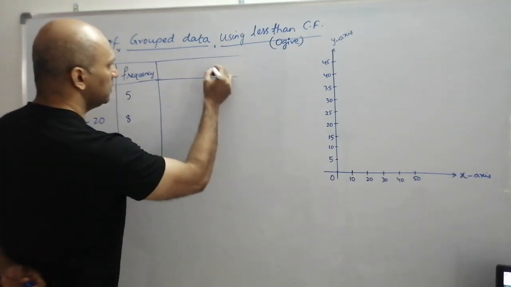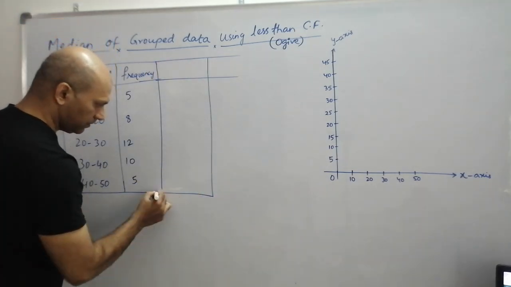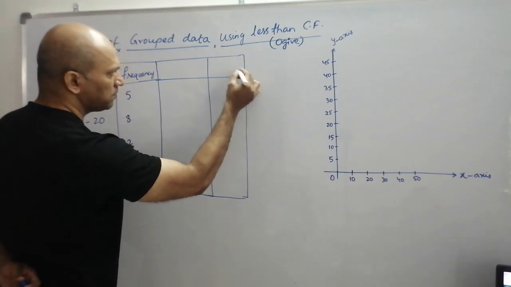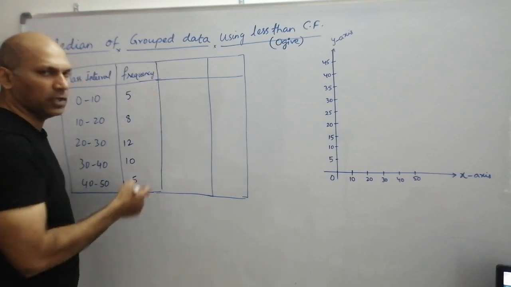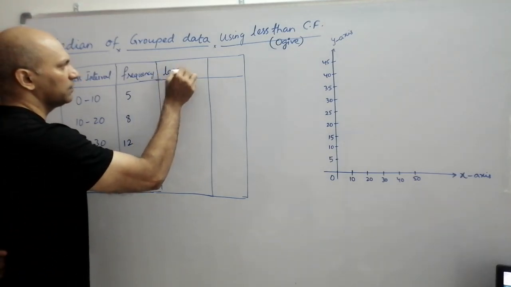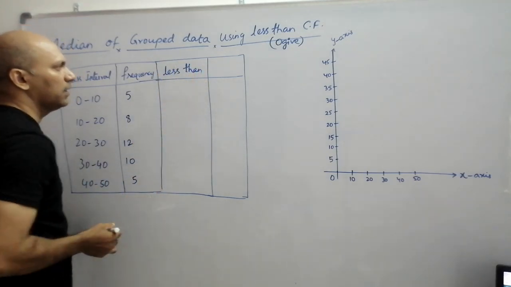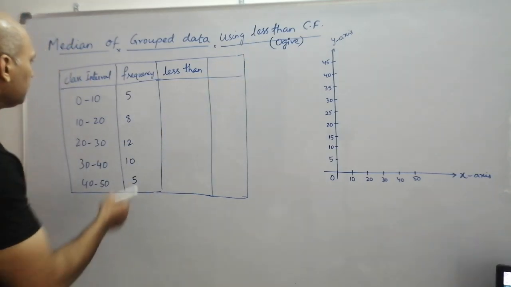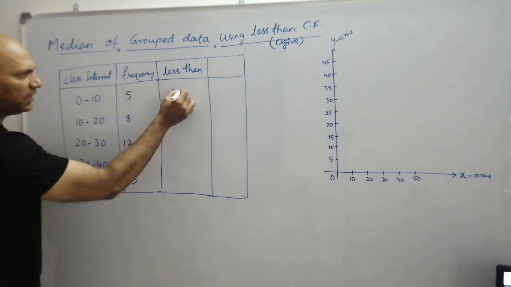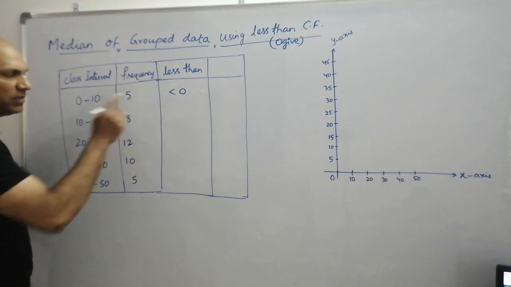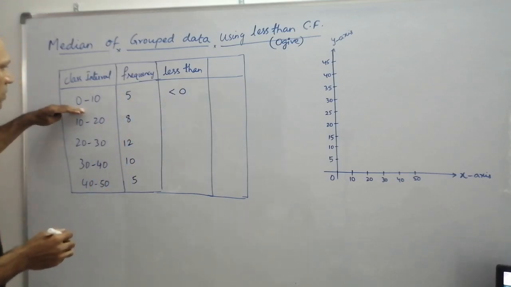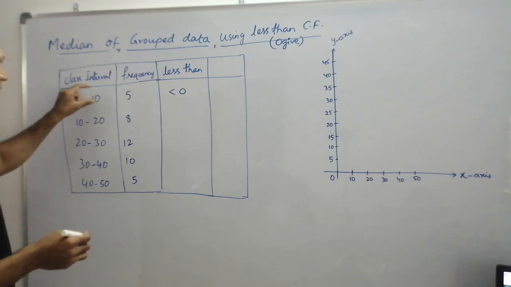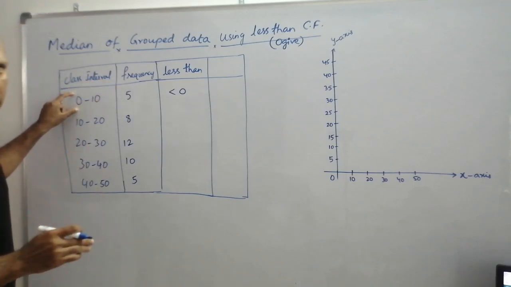So the third column is not necessary, but my advice is write the third column because there will be no confusion for you. So the third column will be less than, since we are writing less than. If I write less than 0 here, that will be a mistake because there are no students who got less than 0 marks. If you consider this as marks, there are no students who got less than 0 marks.